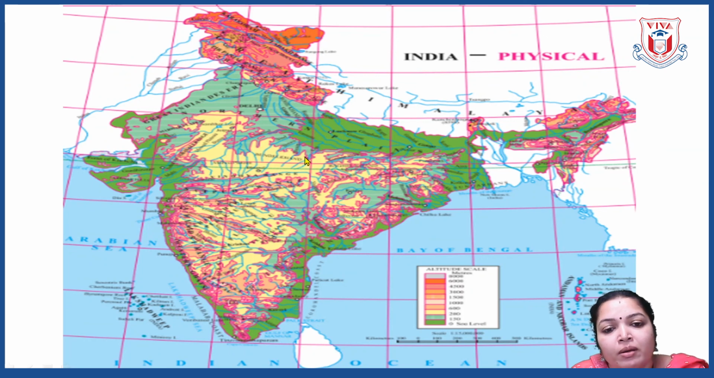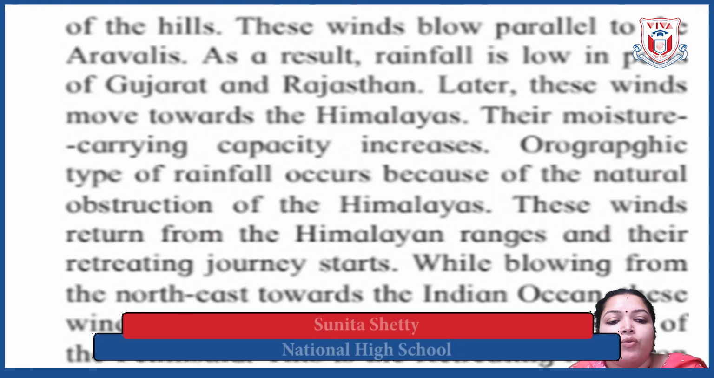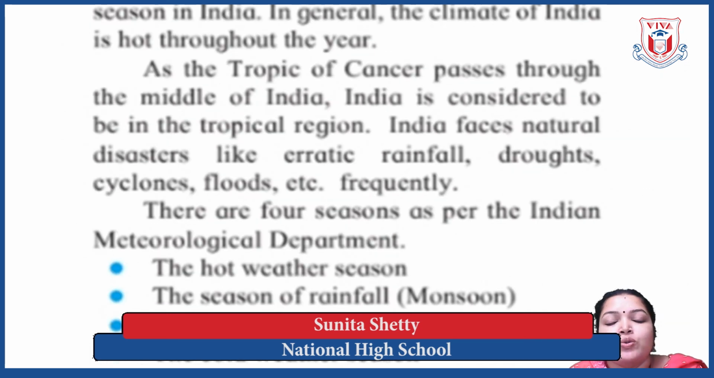from here. They move towards the Indian Ocean, but while retreating, again they gather moisture from this region, and while retreating they give heavy rainfall in the southern region of India. They receive the retreating monsoon, and we get rainfall in some parts of the peninsula. This is the retreating monsoon season in India.